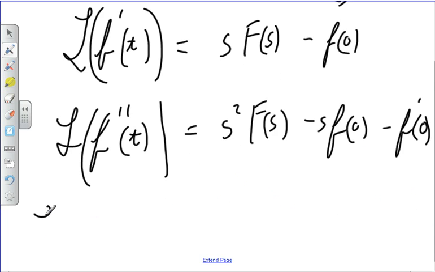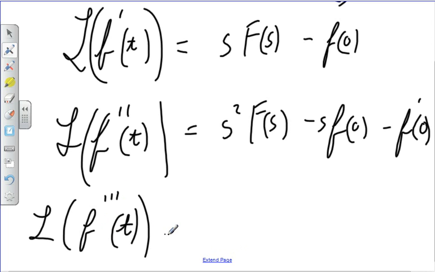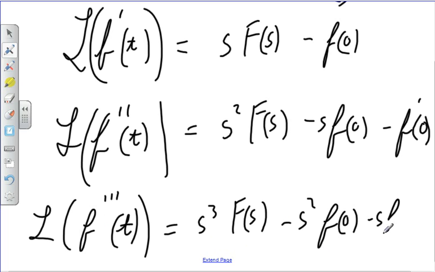Although it's not on the table, I could continue. The Laplace transform of the third derivative would be s cubed F of s minus s squared f(0) minus s f prime(0) minus f double prime(0). So I could continue that same pattern, and I could find a fifth derivative or a sixth derivative in the same way. Okay. So now we're looking through what's in the section, and we can see that on page 278 where I can do that.